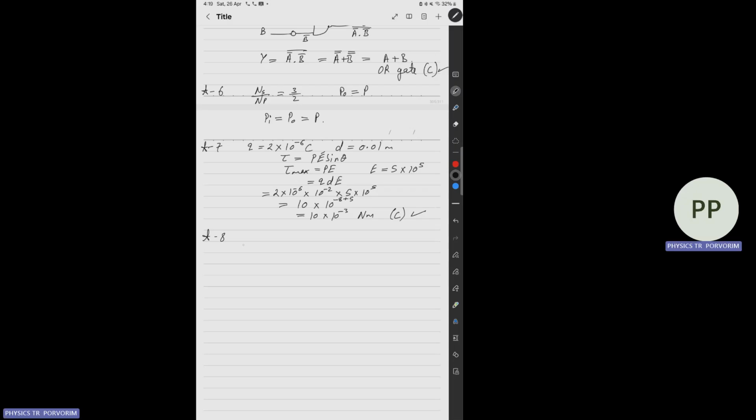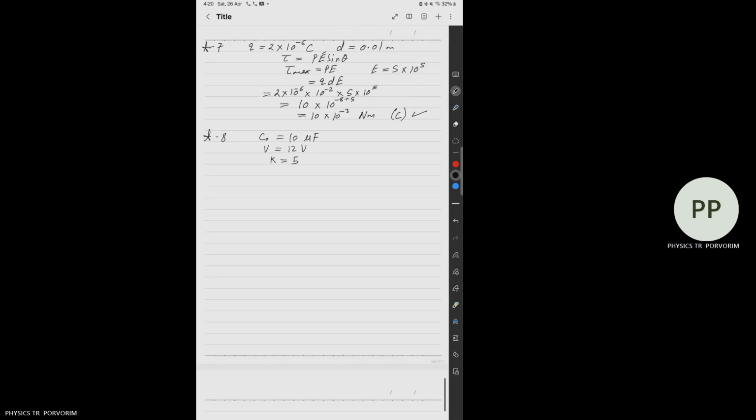Now the eighth one. Air capacitor having the capacity 10 microfarad is connected to a constant voltage battery. Voltage supply is 12 volt. Now the space between the plates is filled with liquid of dielectric constant 5. A liquid of dielectric is filled in between the space of the capacitor. The additional charge flow.